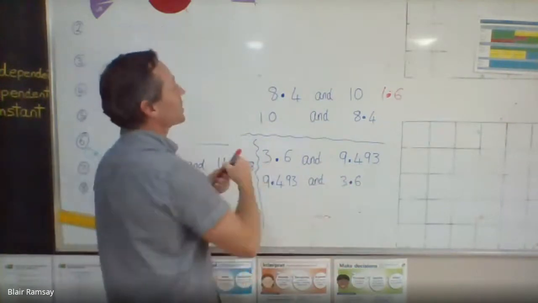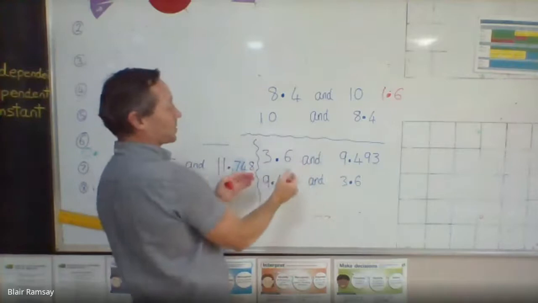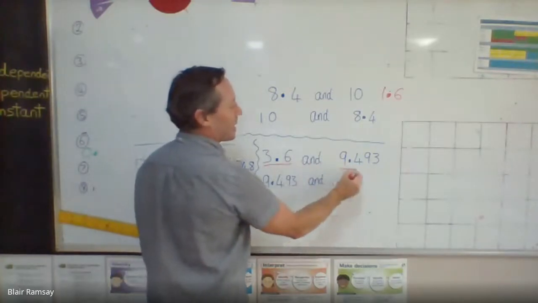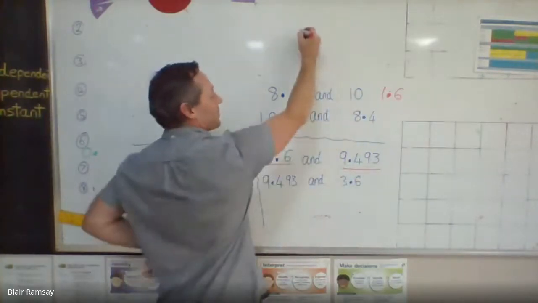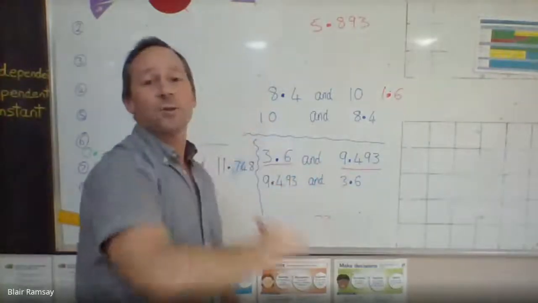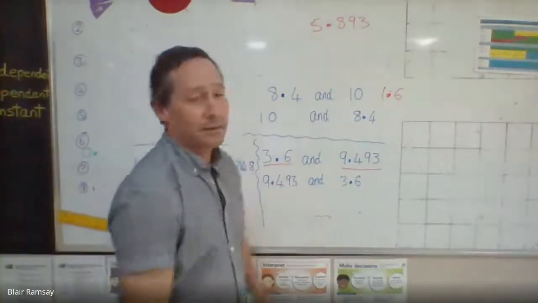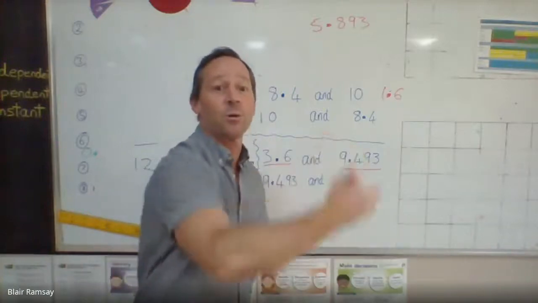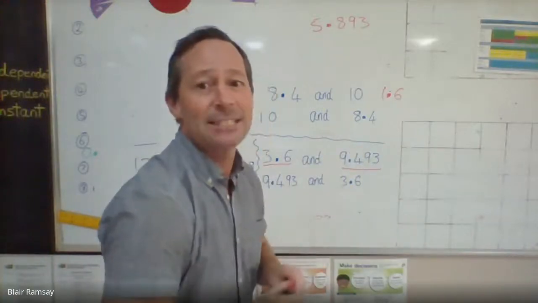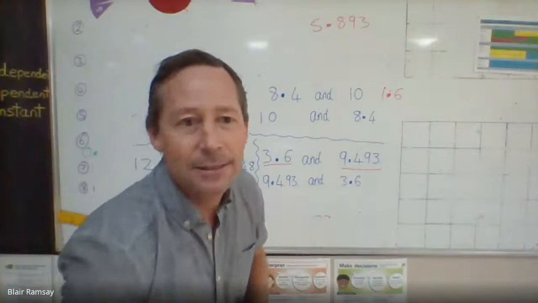All right, Sharon, what is your answer to the difference between 3.6 and 9.493? I got 5 and 893,000. Wow, perfect, the way you pronounce that. Okay, I don't know if it's correct yet. I'm going to have to work it out myself. Anyone get something different? Leila.